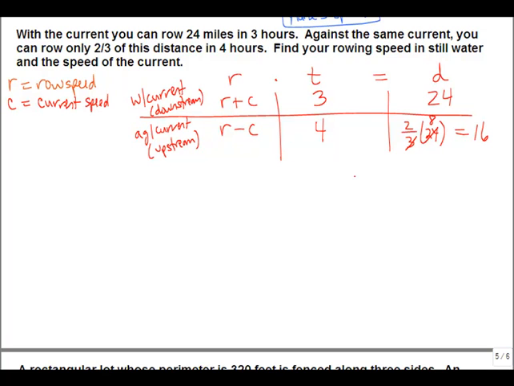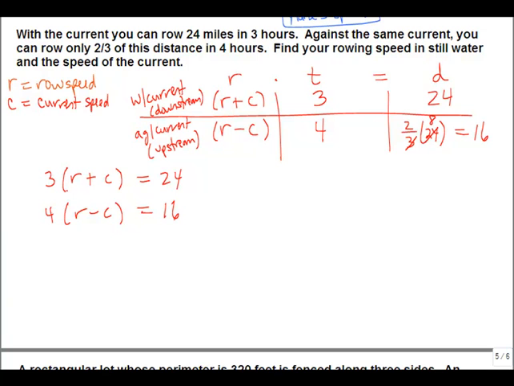So now we have everything filled out in our chart, so we should be able to set up our equations. And our equations are going to come from each row. The first row, we're going to take this rate in parentheses times the time and set it equal to the distance, and then we're going to do the same thing for our second row. So the top equation gives me 3, the time, multiplied by the rate, R plus C, and that equals 24 miles. And then our bottom row is going to give us 4 times R minus C, and that equals 16.